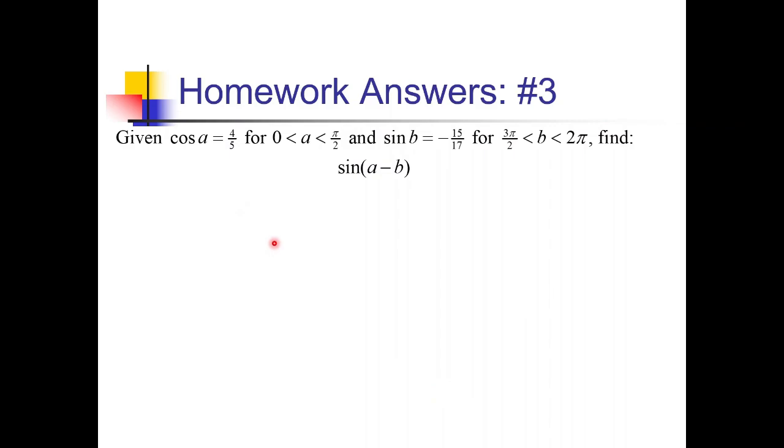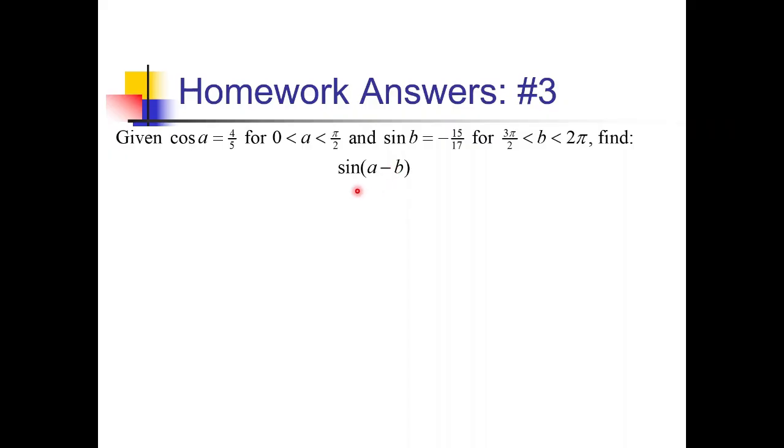For this problem, I'm given a cosine value for one angle that's 4/5 and a sine value for another angle that's negative 15/17. And these angles are each in their own special quadrants. Based on this, we're trying to find sine of A minus B.